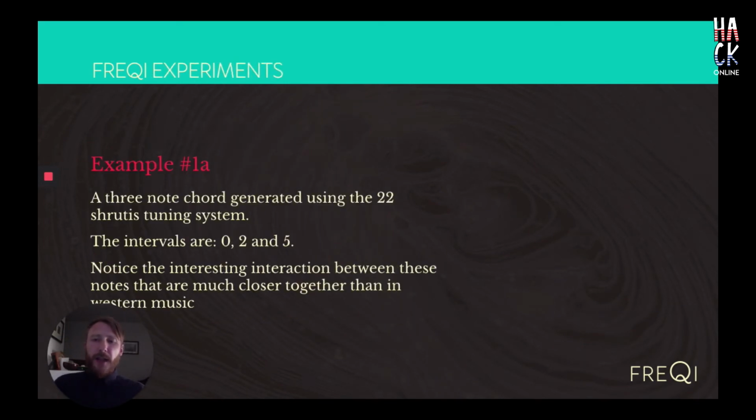Now I have some examples that I wanted to play you of some interesting experiments I've been doing with Freqi since 1.1. What we're about to hear is a 3-note chord generated using the 22 Shrutis tuning system. That is a tongue twister. The 22 Shrutis system is an ancient Indian system. I'm finding it really fascinating, and I'm really looking forward to making some music with it. I've picked for this example the intervals 0, 2, and 5. So let's have a listen.